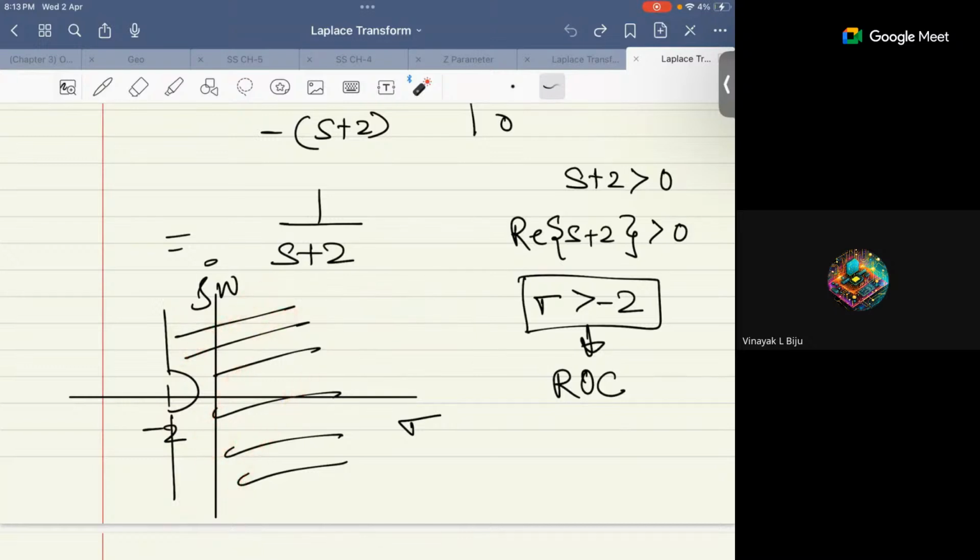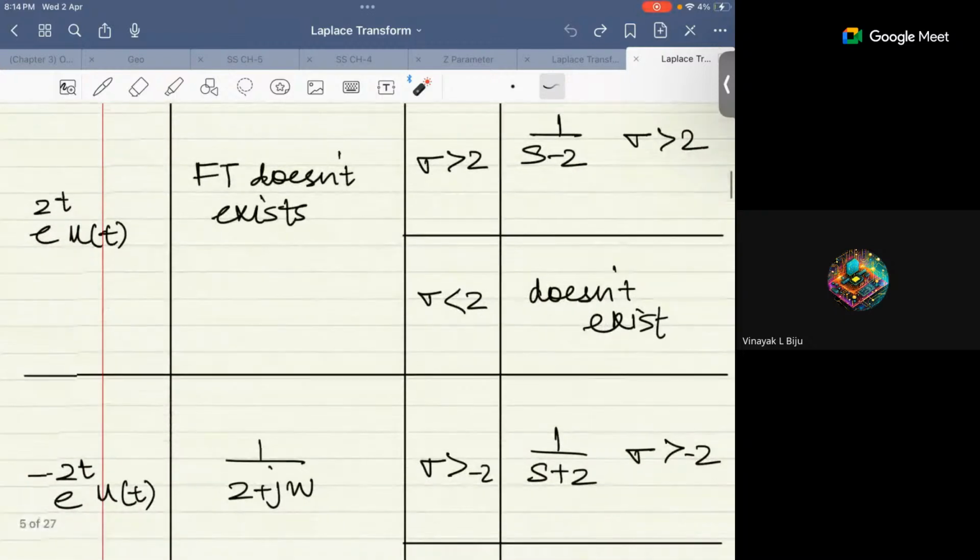So the ROC is very important for the Laplace transform. If you are not able to find the ROC, then you might make a mistake in the exam. I told you that different signals can have the same Laplace transform, but the ROCs will be different for different signals. I'll give you examples where two different signals have the same Laplace transform but the ROC is different for both cases. So here the ROC becomes very important.